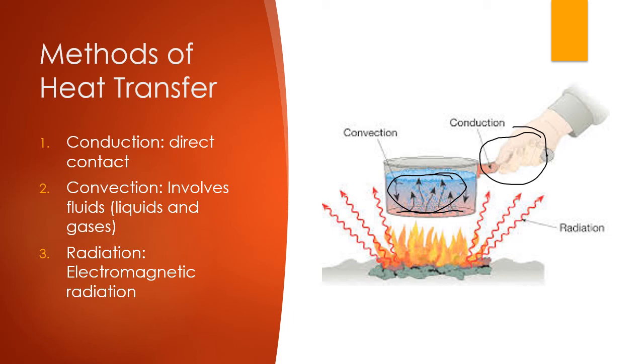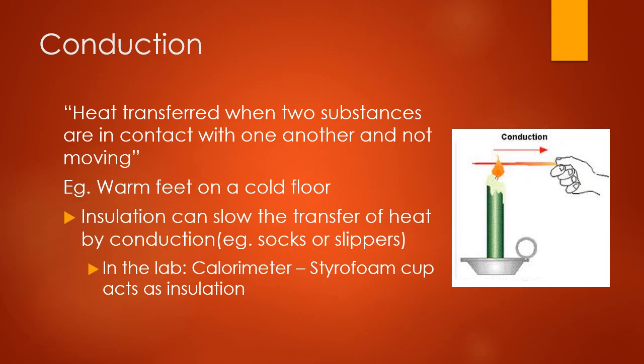The last example, radiation, is through indirect contact. So that would be the fire heating the pot. You don't actually have to put the pot in the fire to get the pot warm. It can actually heat up through indirect contact, through feeling that heat transfer without touching.